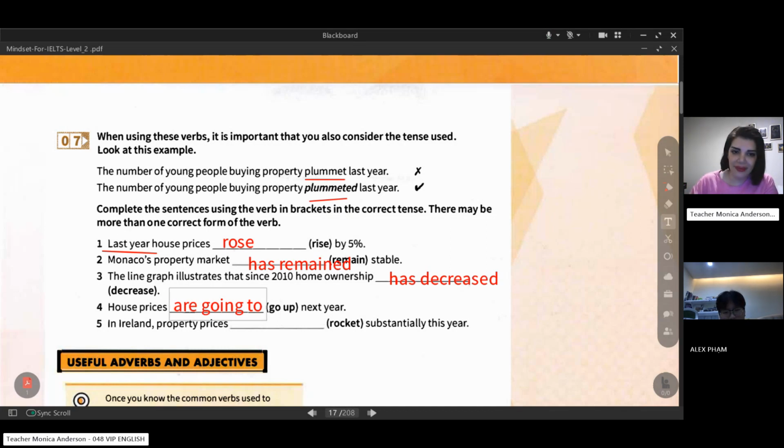Had. Oh no, have. Have rocketed. So when we say this year, this is a period of time. As you know, for a period of time, we use present perfect. Prices is plural, so we use have. Have rocketed. Here we don't need to use passive voice, just normal active sentences. So I will describe these tenses again. It will be easy, so when and how to use them.